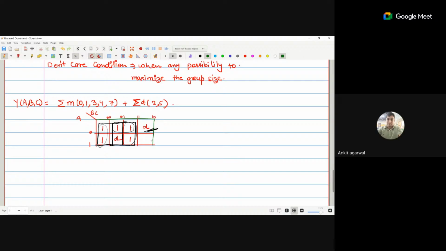Any doubt? Sir, if taking the don't care condition increases the number of terms in the final expression, we don't use that particular don't care. Yes. If there are only don't care conditions for the min terms, and that don't care condition will increase the number of terms, we don't consider that. Okay, that is our choice, whether we want to consider it as a 0 or as a 1. If I consider it as a 0, no group will be increased.